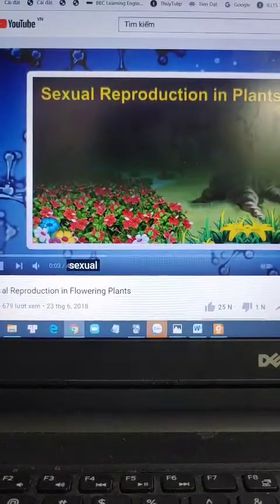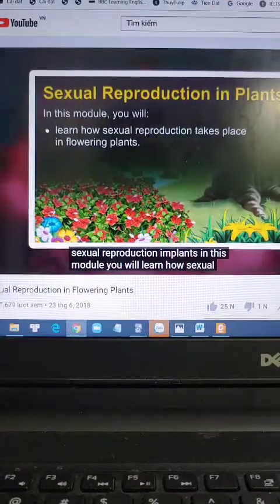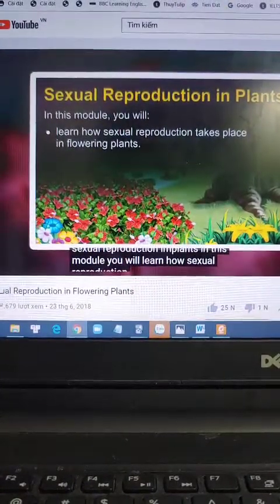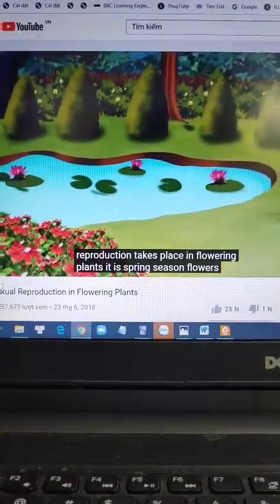Sexual reproduction in plants. In this module, you will learn how sexual reproduction takes place in flowering plants.